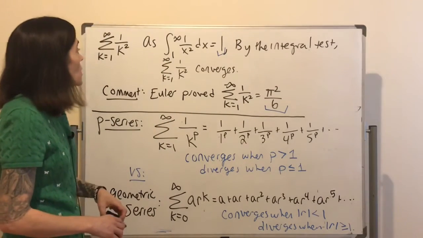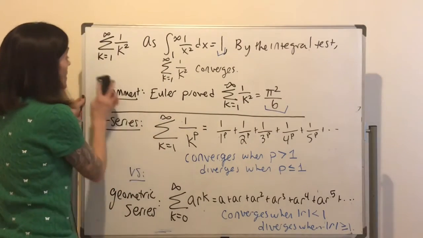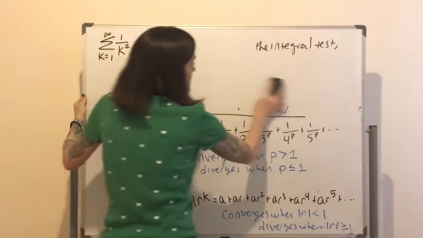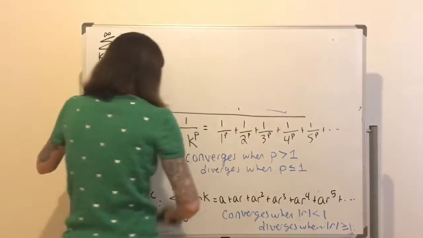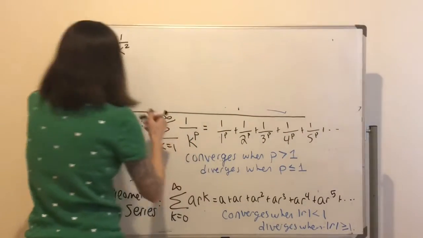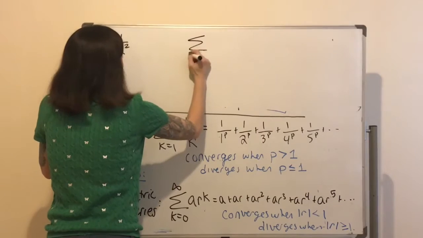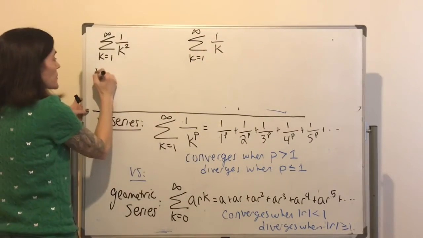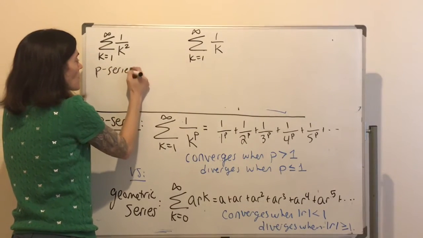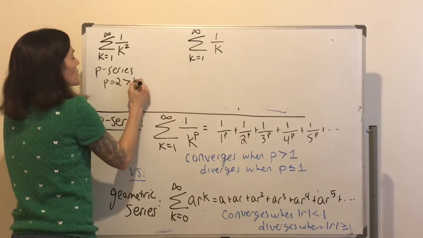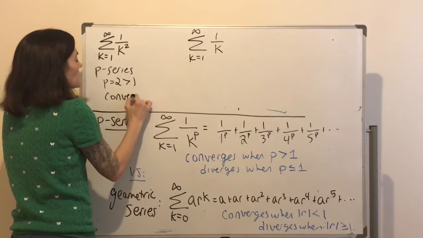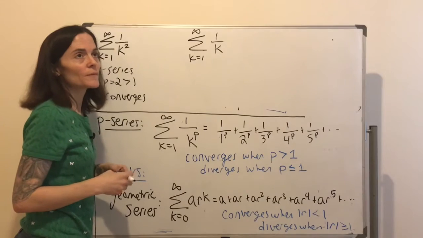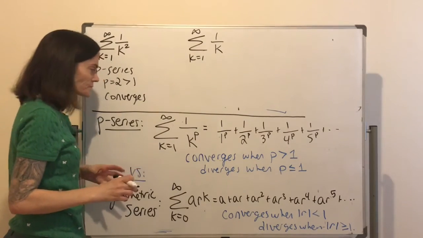Okay, what have we seen so far? Let me erase this justification. We have seen 2 p-series, and then I will do some more. We've seen this one, and we've seen this one. This is a p-series where p equals 2, bigger than 1, converges. I already showed this with the integral test. In fact, that's how you show most of them.